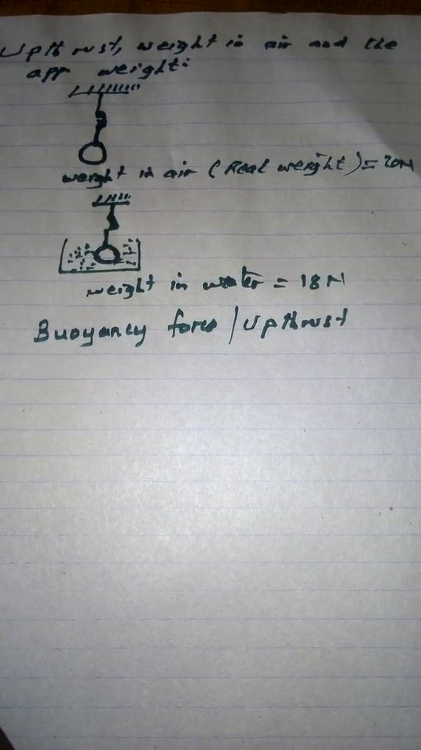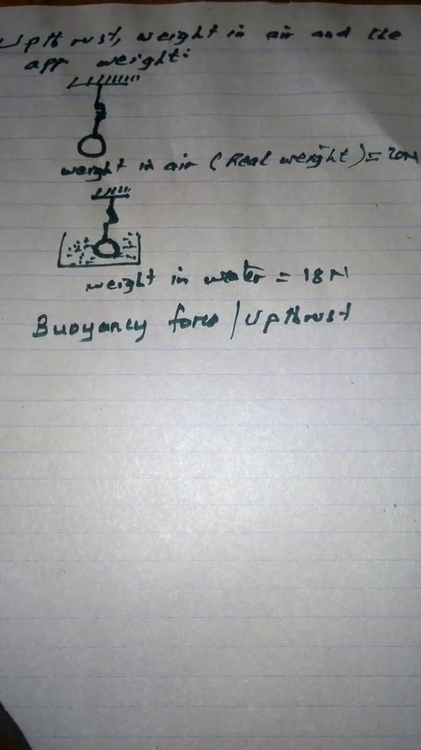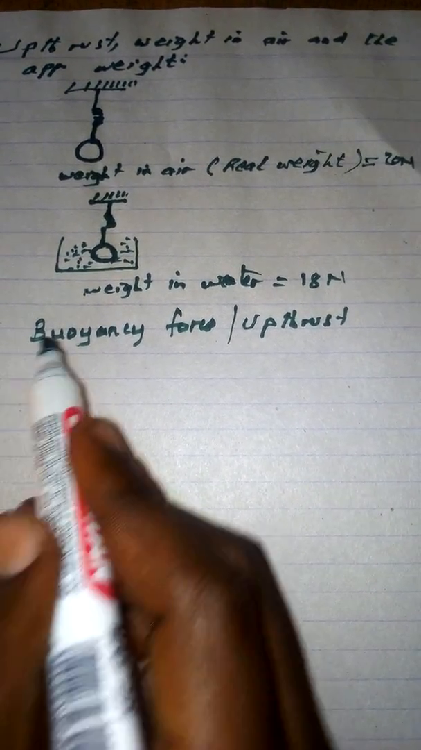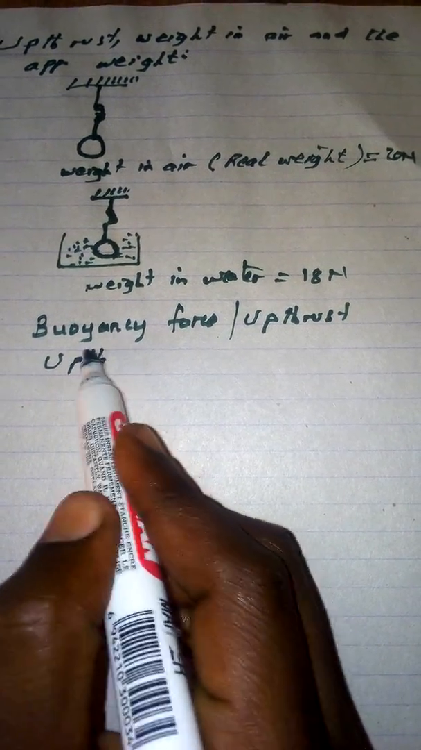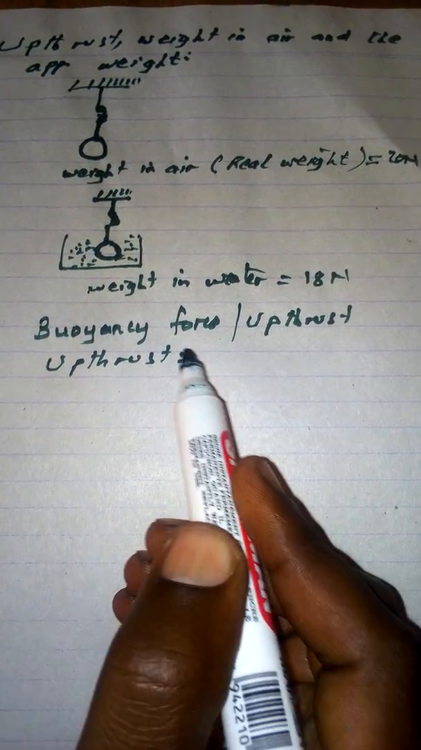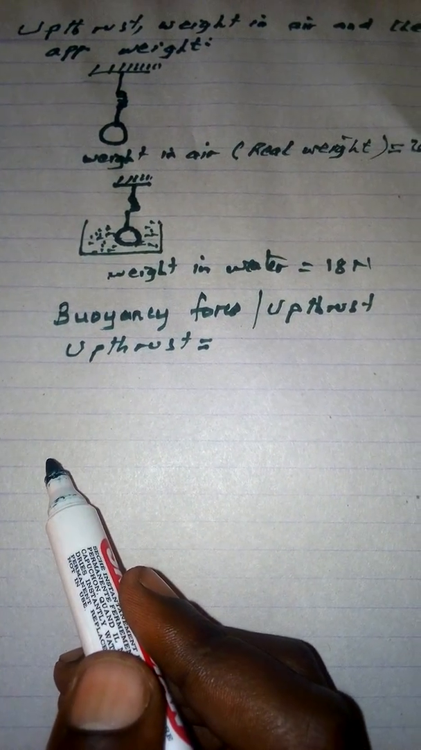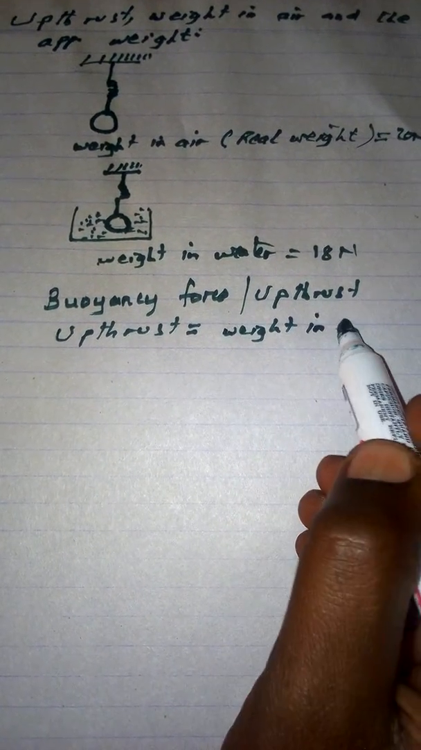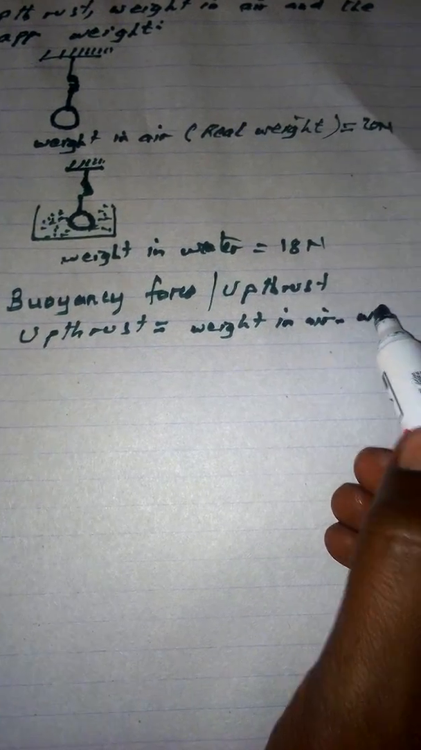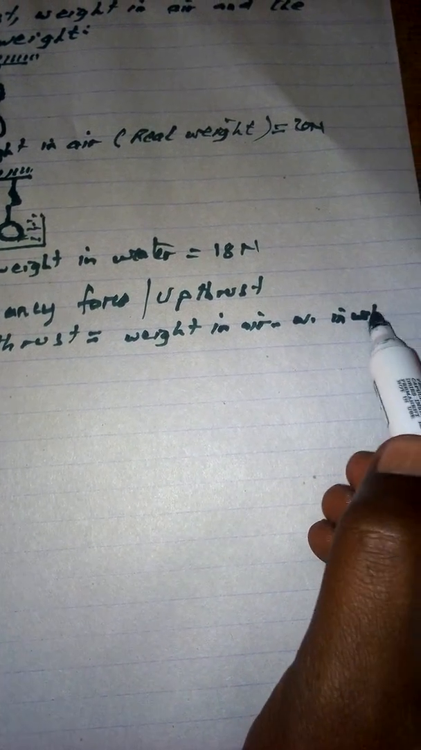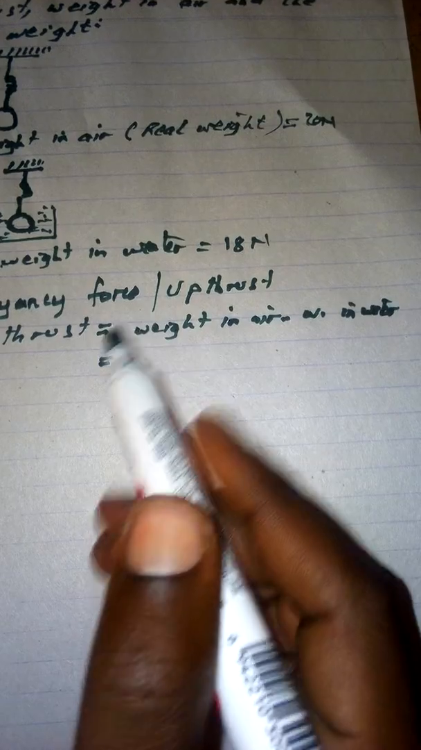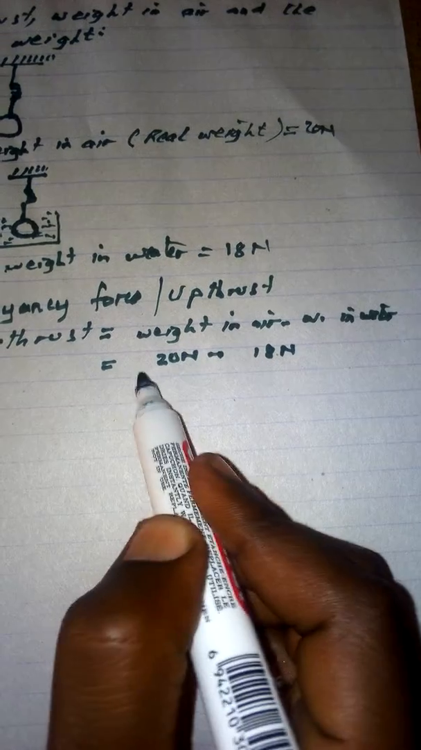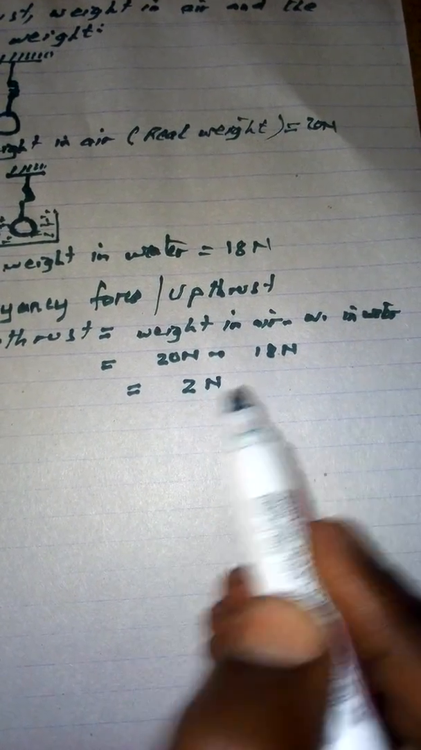So now we can calculate the magnitude of the force which makes the weight decrease from 20 to 18. We can now take the upthrust. Upthrust can be obtained by taking the difference between the weight in air and weight in water. So we take weight in air minus weight in water. For that case, you can take 20 Newton minus 18 Newton, and the answer is 2 Newton.